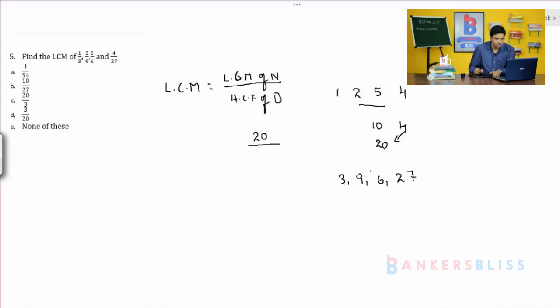3 ones are 3, 3 threes are 9, 3 twos are 6, 3 nines are 27. Therefore, 3 is the HCF and your answer is 20 by 3. Option C is the right answer. Let us go to the next problem.